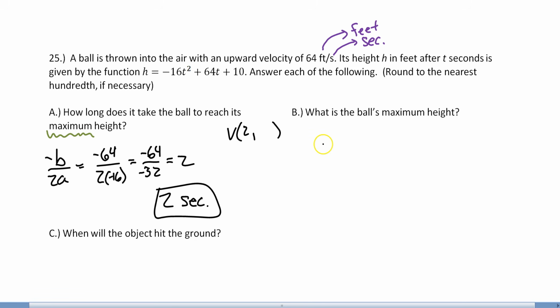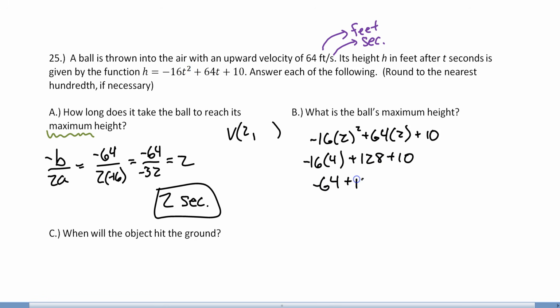So now from here, I just plug this thing in. So I do negative 16 times 2 squared plus 64 times 2 plus 10. And I'm just simplifying a little bit. So 4, that's 128. This gives me a negative 64 plus 128 plus 10. That's a 64 plus 10, which is a 74. So that's the y value for my vertex, but that's interpreted as the height, so it's 74 feet.